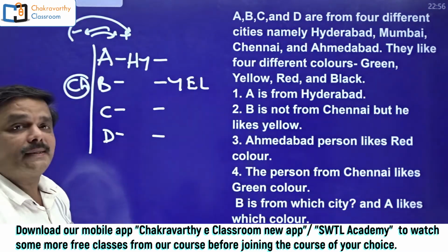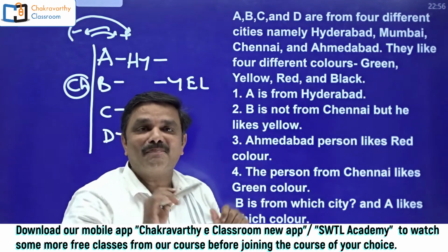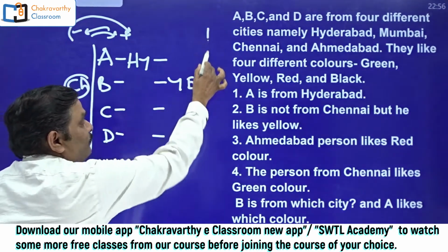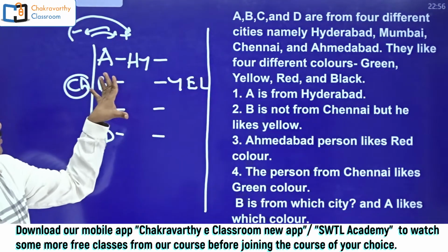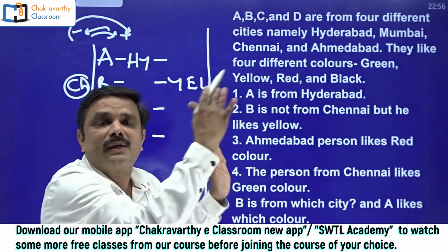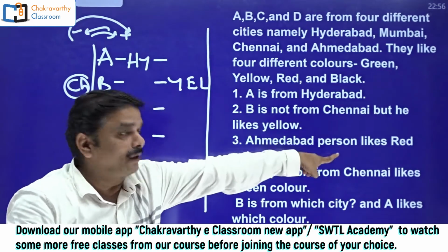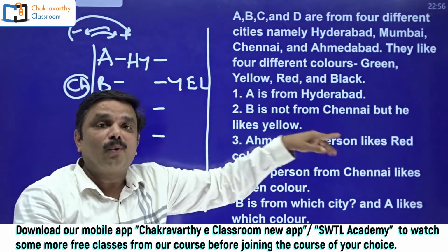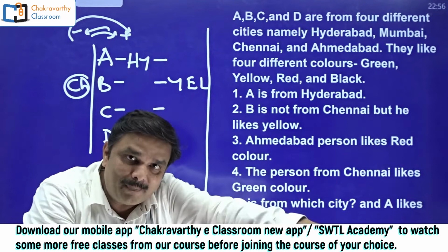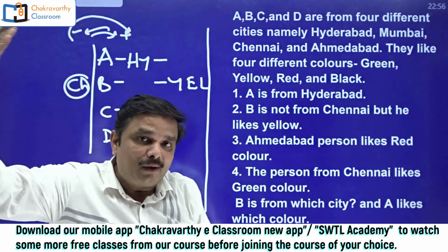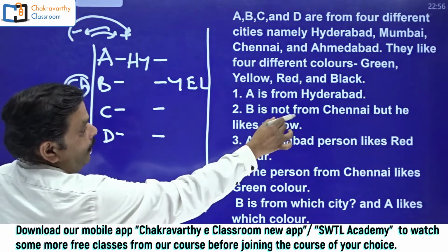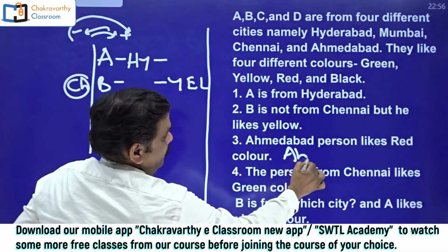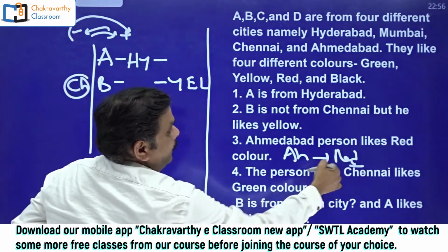Then the next information: Ahmedabad person likes red color. This is a very important one. I cannot keep this on the chart on either the positive or negative side, but I'll keep it outside the chart and correlate it with other information to bring it onto the chart, whether on the right side or the left side. So I write here: Ahmedabad person likes red color.